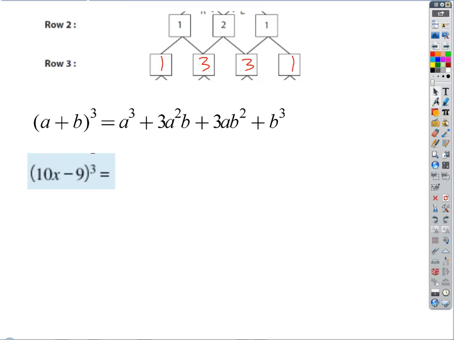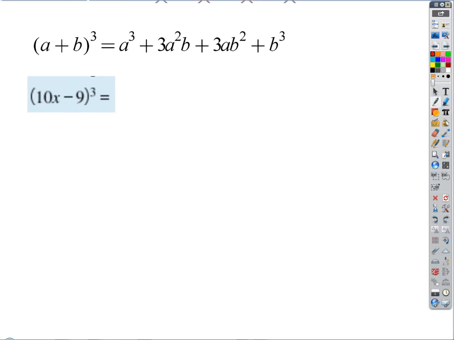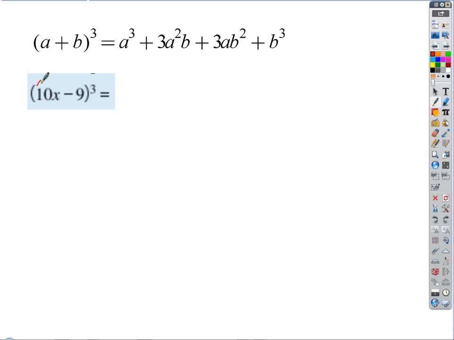What's our a there? 10x. What's our b? Negative 9. Right, and so we've got a plus b cubed. So what are we going to get? So a cubed is going to be 10x cubed, right? Plus 3 times a squared, so that's going to be the quantity 10x squared. B is negative 9, right? So that's going to make that second term negative, isn't it? Everybody agree? Okay.